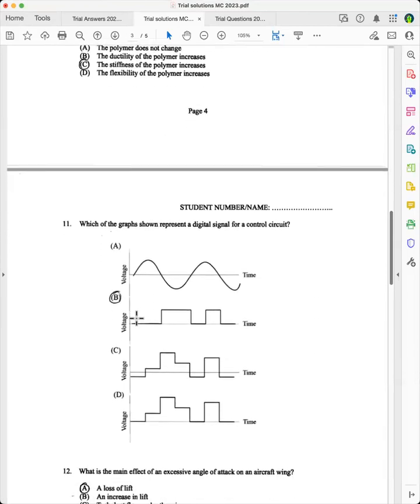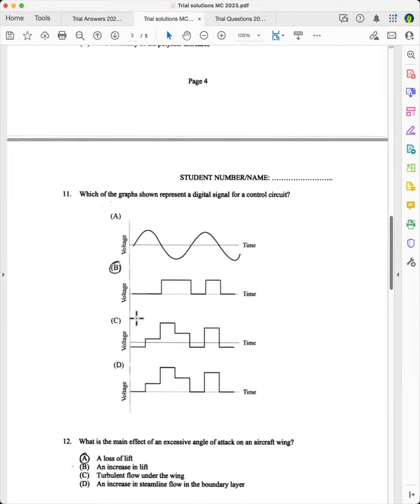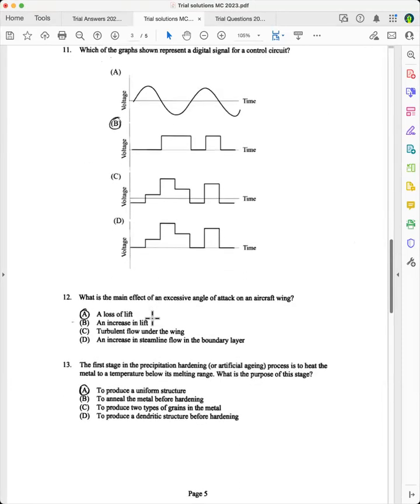Which of the graphs shown represent a digital signal for a control circuit? Now, a digital signal, obviously, is the transmission of bits, which is on and off, and you have to go, this is an analog graph, so that's not it, and this is the correct answer because you've got off here, on. These are incorrect because you've got a variable amplitude here. So B is the correct answer there.